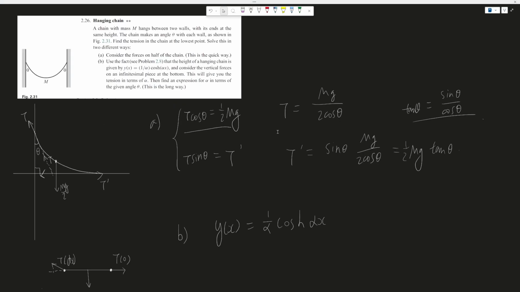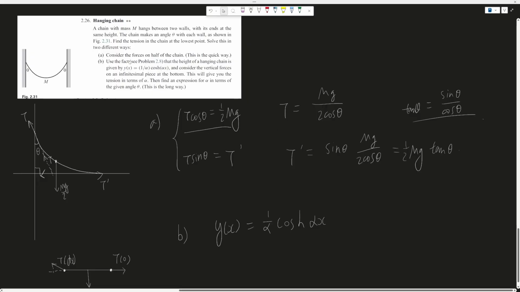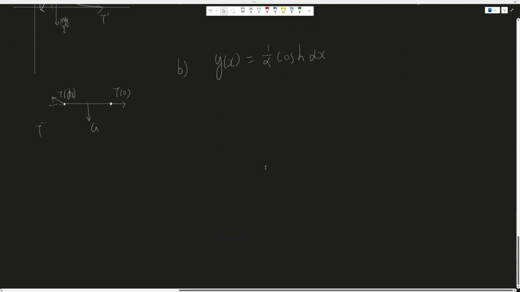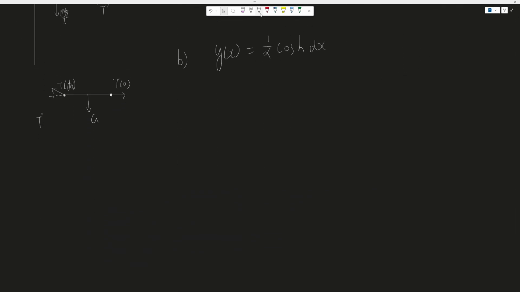For part B, it is asking us to use the result from problem 2.8 to find the tension in the chain at the lowest point. So basically the result of 2.8 was this formula we obtained, y of x. If you haven't checked out this problem, that's okay, because we're just using the result. But if you're interested in where this formula came from, go check out problem 2.8. It's really interesting. So we have this formula, y of x equals 1 over alpha cosh alpha x.